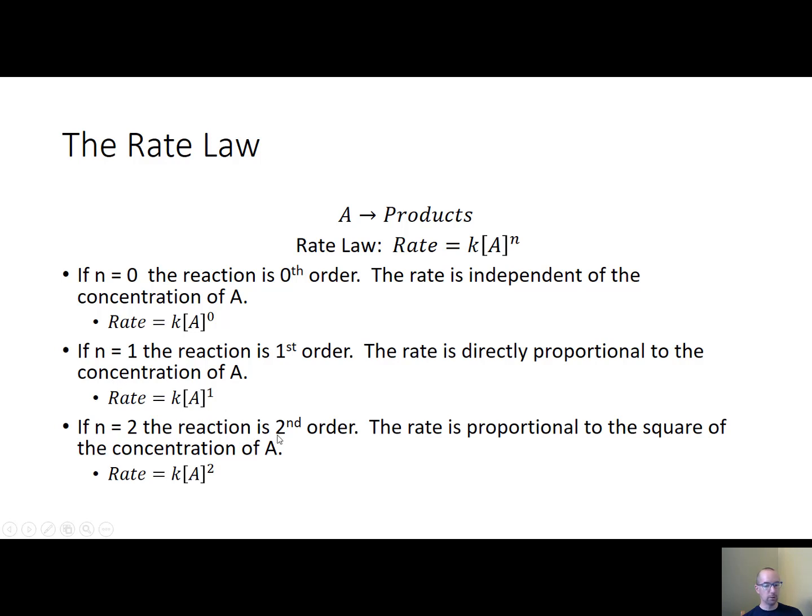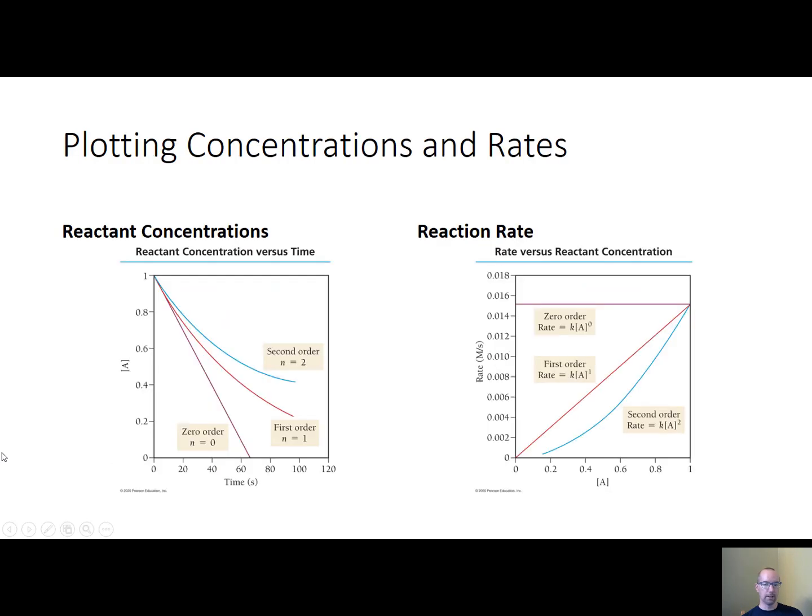Now, if n is equal to 2, what that means is that if I double the concentration of A, let's say 2A is what goes in here, that means that the 2A quantity squared is the rate, which means it's 4 times as fast as it was before. So it's proportional to the square of the concentration of A. And the slide after this one is going to walk us through how we can actually get that from experimental data.